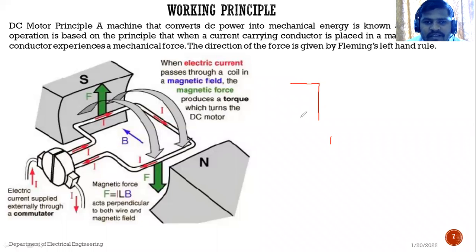If it is N pole, that is the magnetic field, it can be created by using a permanent magnet or it may be an electromagnet. एक तर हे permanent magnet असतील किंवा electromagnet असतील. So the flux lines are passing from N pole to S pole. Flux lines N pole कडून S pole कडे pass होत आहेत.